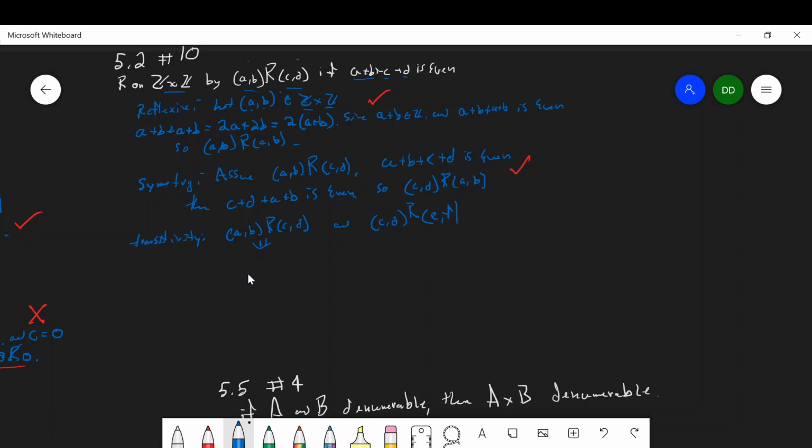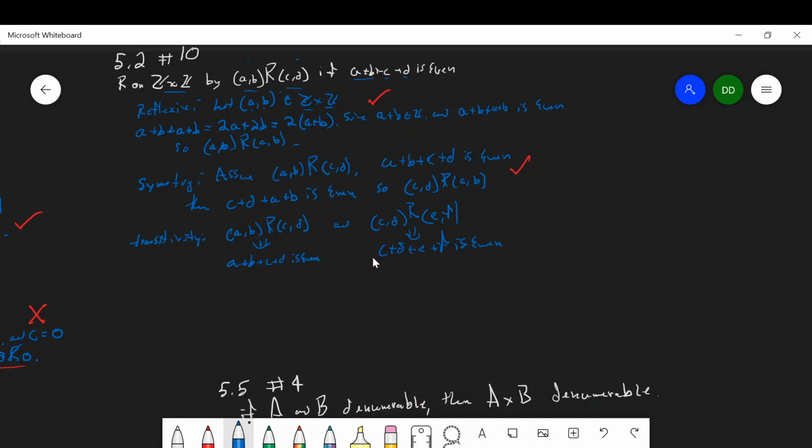So what does AB related to CD tell me? That tells me A plus B plus C plus D is even. And this one's telling me that C plus D plus E plus F is even. Okay. So again, we're in the situation where we have these two open sentences, and what I could do is transfer these to equations. So write this in some kind of equation.